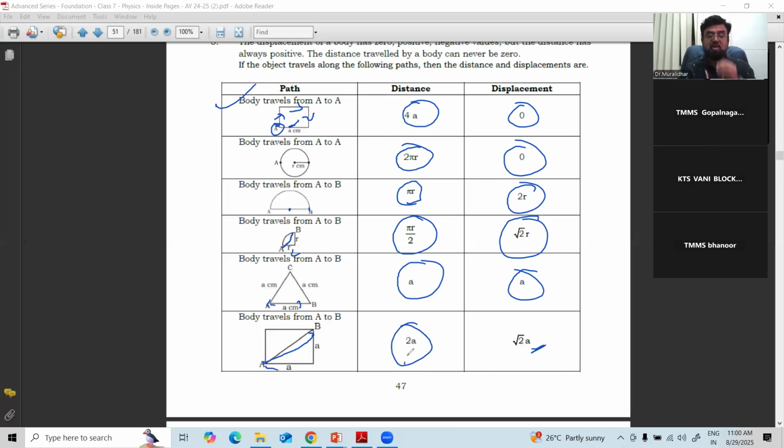So like that for every path of life, the total length of the path followed is called distance, and the shortest distance is called displacement. Distance is always positive, it cannot be negative or 0, whereas displacement can be positive, negative, or even 0 also.